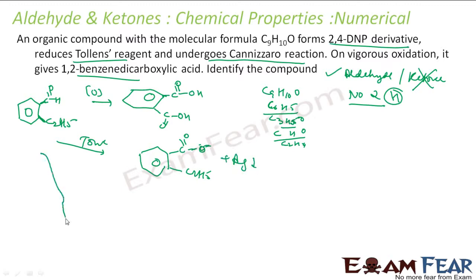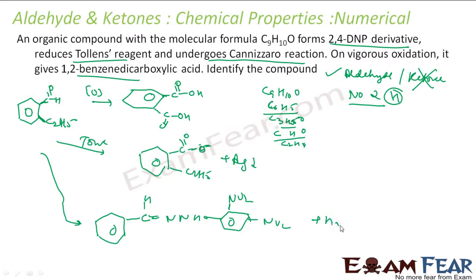When you react with the 2,4-DNP derivative, we have seen this reaction so many times, this O and H2 from N will combine to form a double bond. It will form something like this, NO2, and this will be NO2, and some water will come out. These reactions are not required, just extra I have given, but just understand that with this information you could easily identify that this is my compound. Correct?